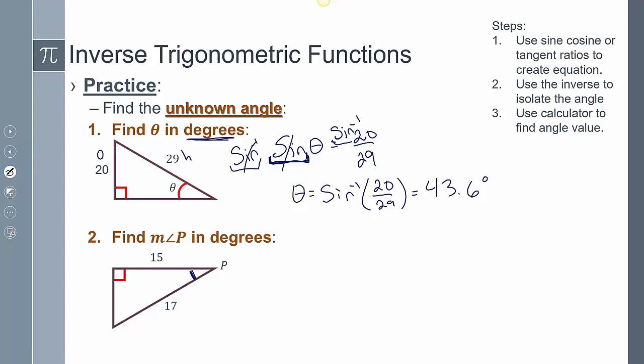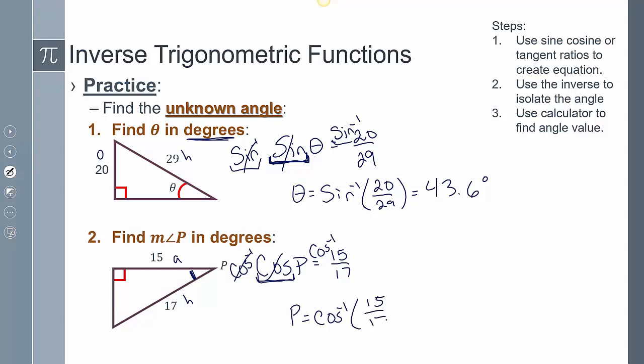So finding P, I have my adjacent and hypotenuse, so this is going to be cosine. For cosine, I'm going to say cosine of P, right? I have to establish my relationship: equals adjacent over hypotenuse. Then, to get P by itself, I have to get rid of that cosine. You take the cosine inverse to both sides, which is a left-handed operation. And so I'm going to get P equals cosine inverse of 15 over 17.